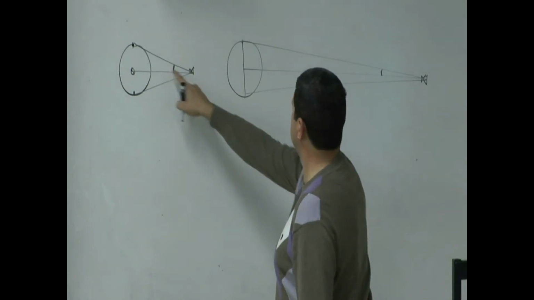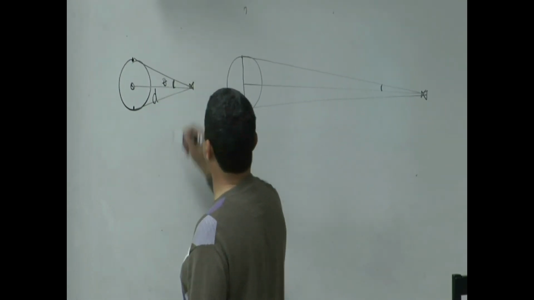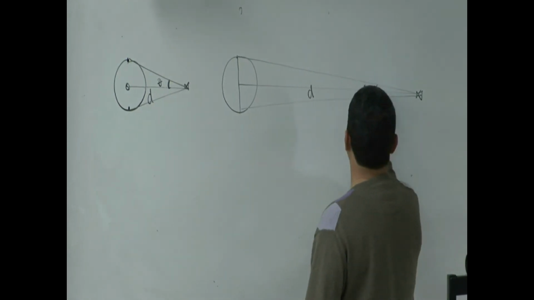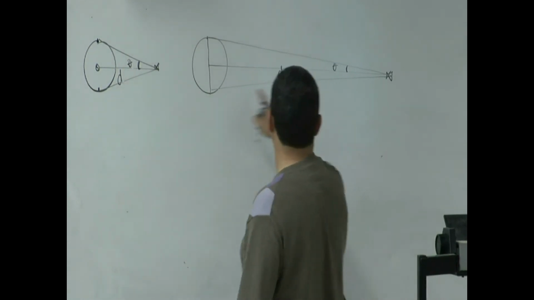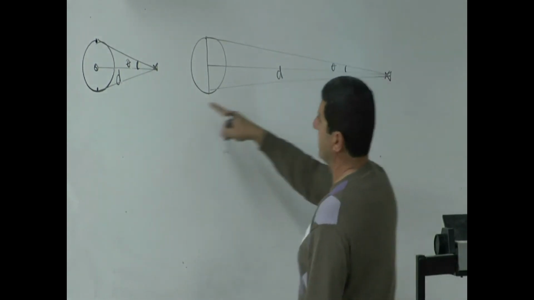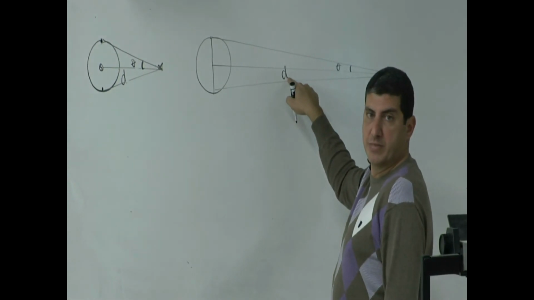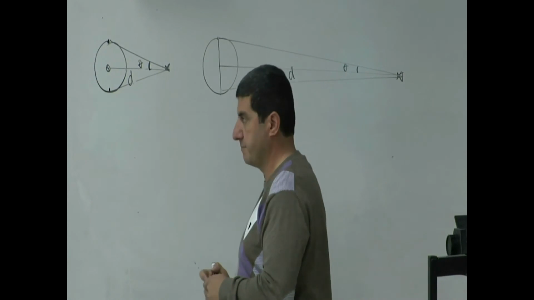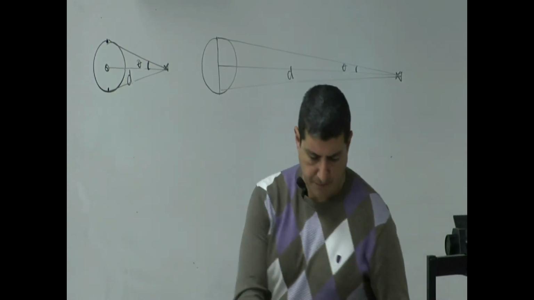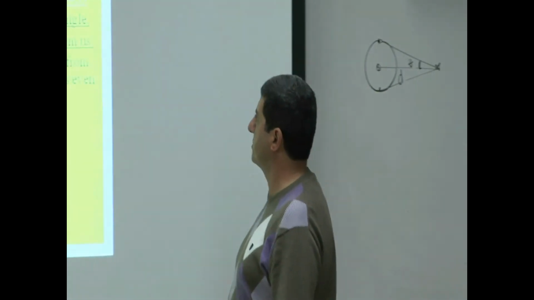You see, larger, smaller. So distance d, and then we can call the angle theta. So the bigger the angle, the shorter the distance. The smaller the angle, the bigger the distance. Inversely proportional to each other. You see? So the smaller the parallax angle, the farther the object is.